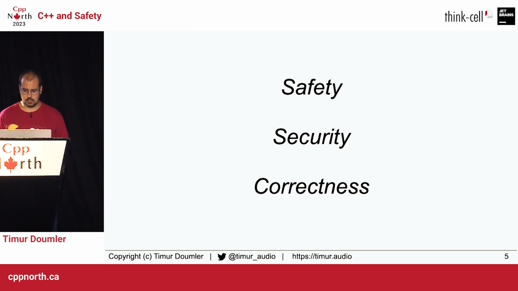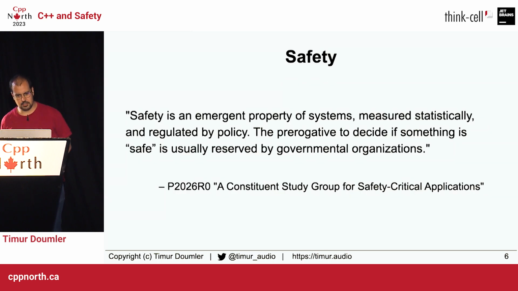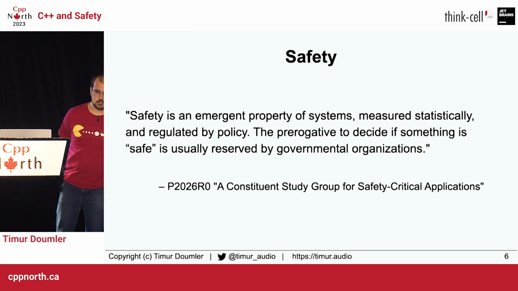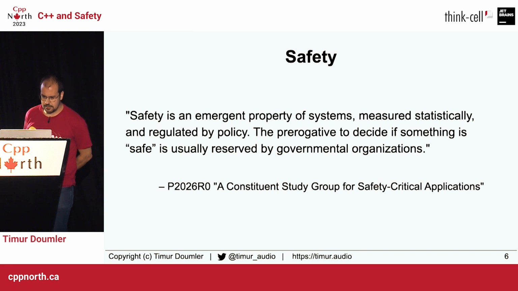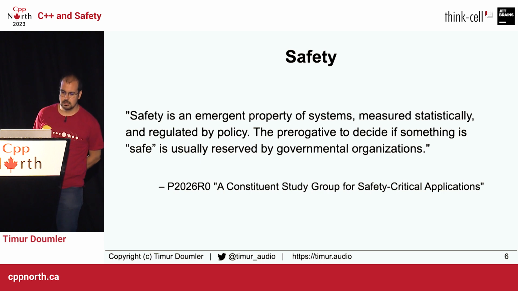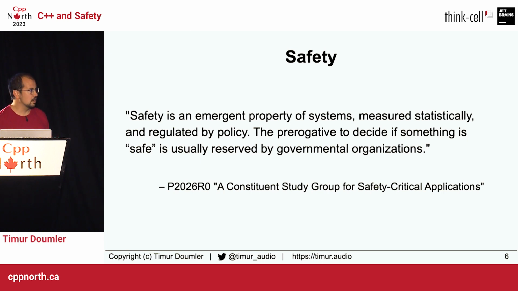And I started digging and I found this definition of safety in a paper by the safety study group that we now have since a couple of years on the C++ committee. They say there that safety is an emergent property of systems, measured statistically and regulated by policy. The prerogative to decide if something is safe is usually reserved by governmental organizations. And so this is talking about safety as a property of a system, as something that's regulated. It's not a very technical definition, in the sense of when you're talking about C++ and coding. So it felt like it is interesting, but it's not quite what I was after when I wanted to understand what it means for C++.